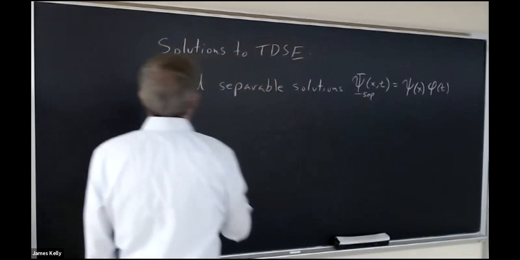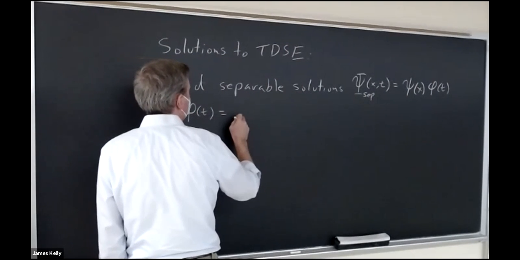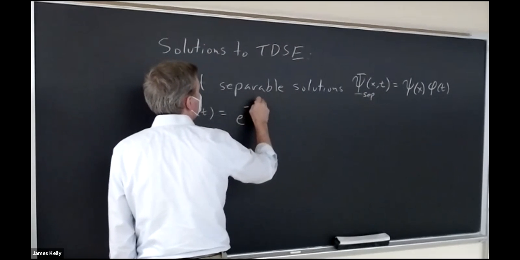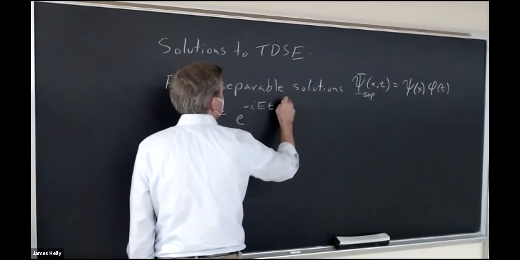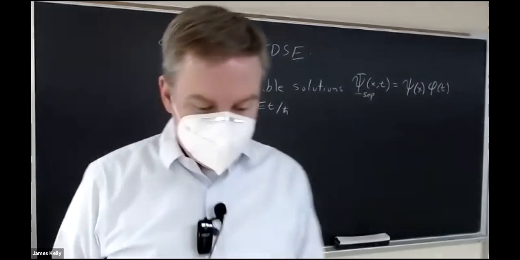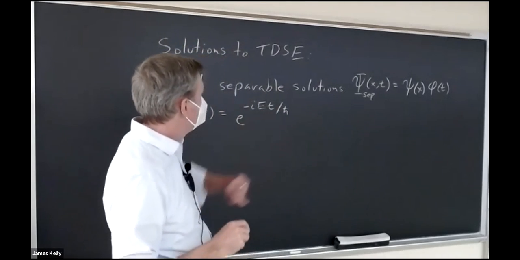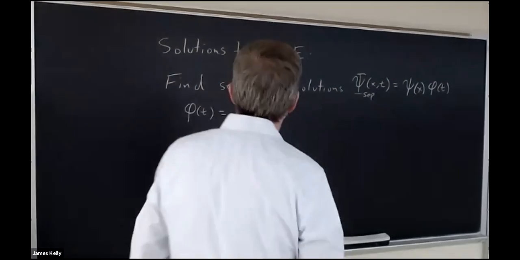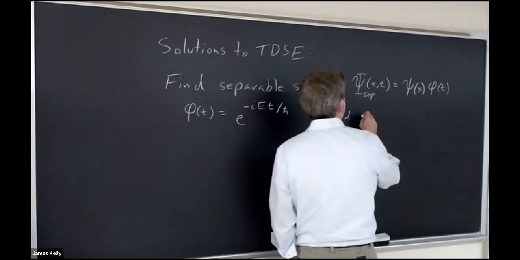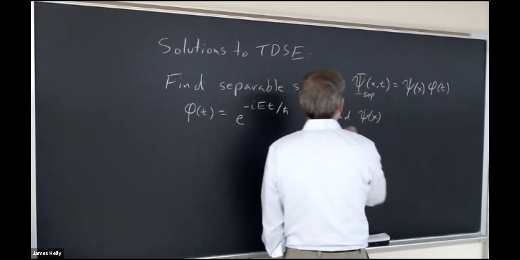And we were able to figure out what phi of t is because it just had a perfectly well-defined differential equation that we could solve. And up to a normalization constant, it looked like e to the minus i E t over h bar, where E was the separation constant that we introduced, right? I can't remember if we talked about how this is related to energy, but we will shortly. And then to find psi of x, we have to solve the time-independent Schrodinger equation.